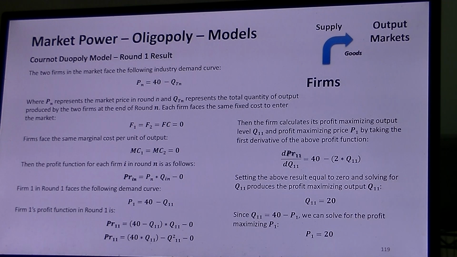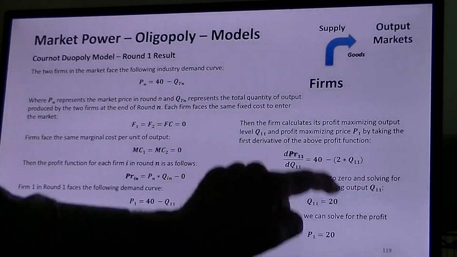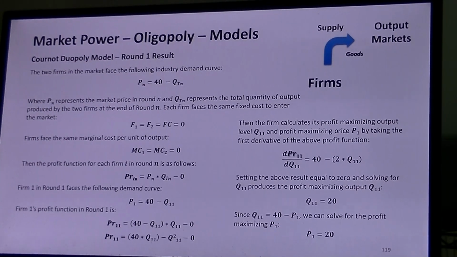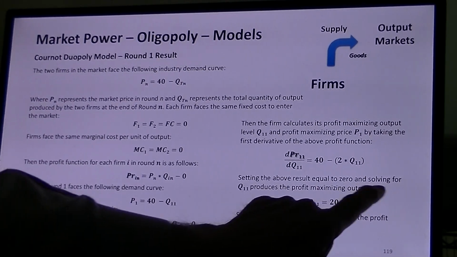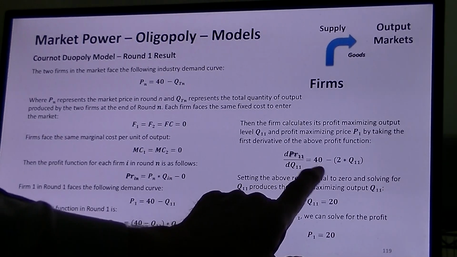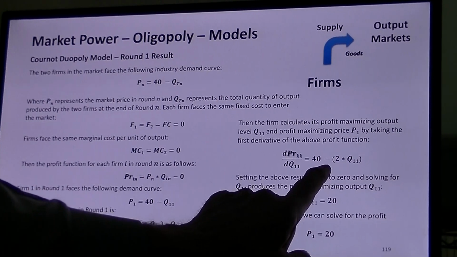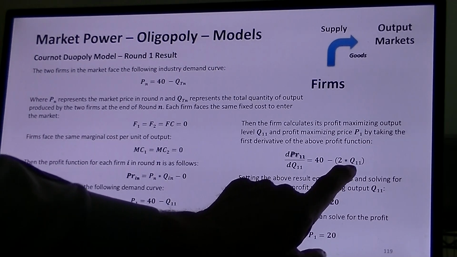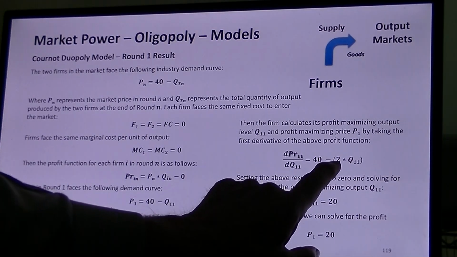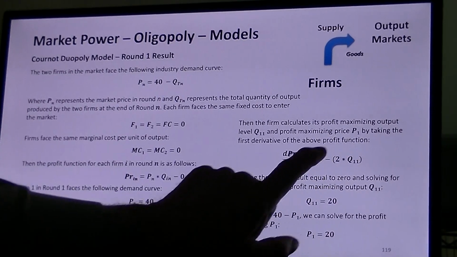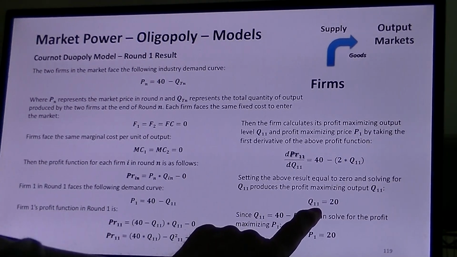If you're going to have a curve, it's going to look like that. We set it equal to 0. That's the slope equal to 0. So we solve, and the first derivative is 40 minus 2 times Q11. We set that result equal to 0 and solve for Q11, which produces the profit maximizing output. So 40 minus 2 times Q11 equals 0. So 2 times Q11 equals 40. Divide each side by 2. Q11 equals 20. And there we show it there.